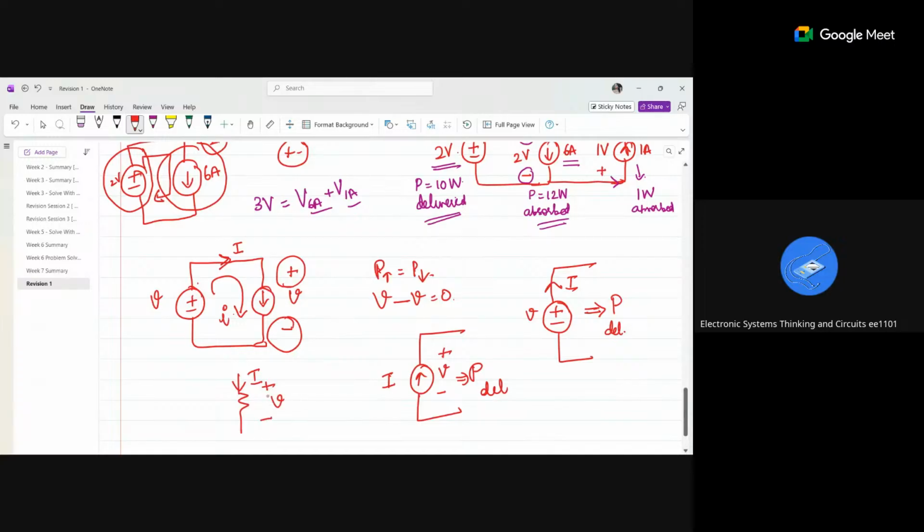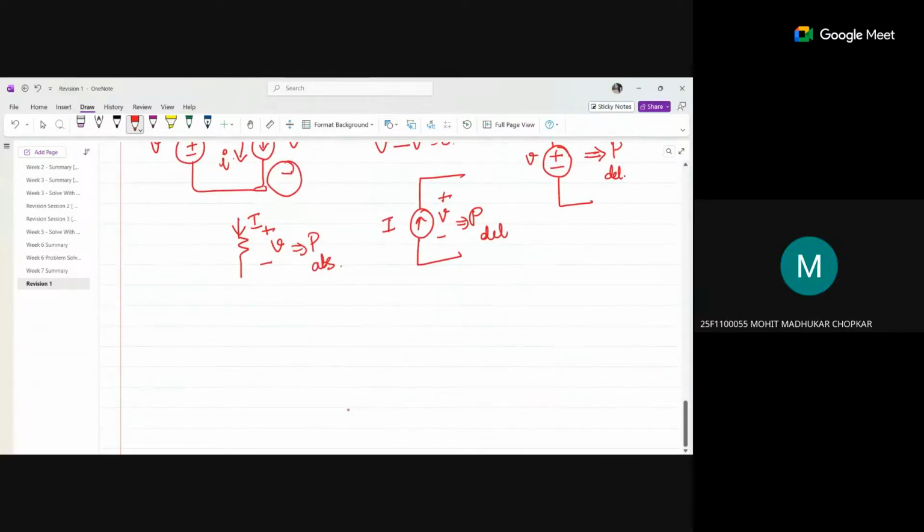Into the positive terminal, if the current is entering, then it is absorbed, right? Absorbed by the resistance. In the same way, what about here? The current is entering the positive terminal, no? Entering from negative. Yes.